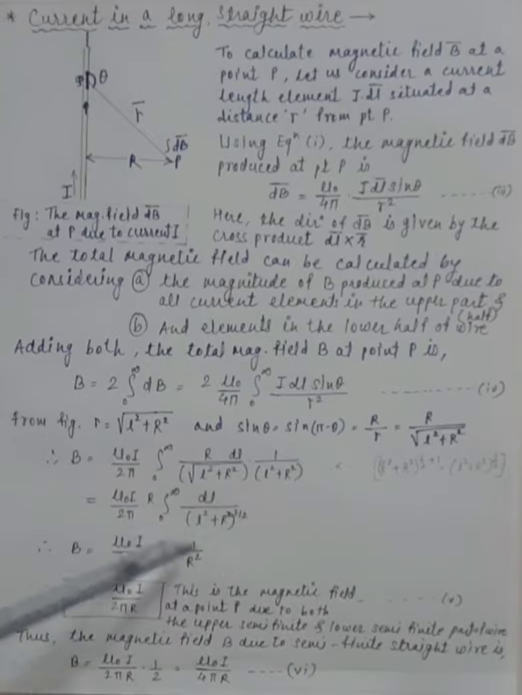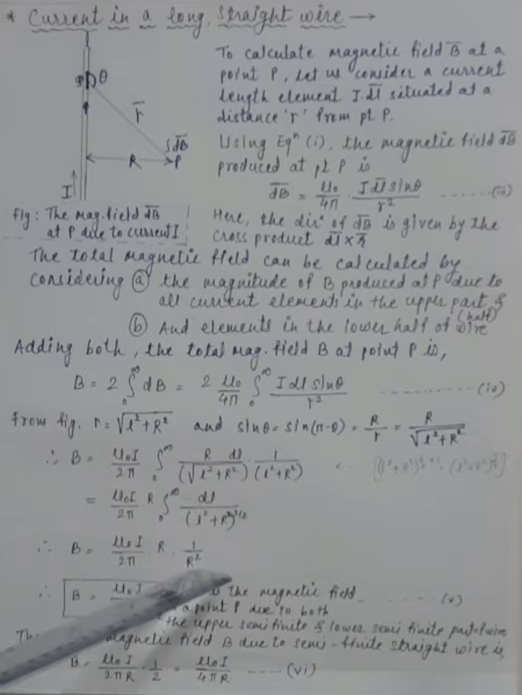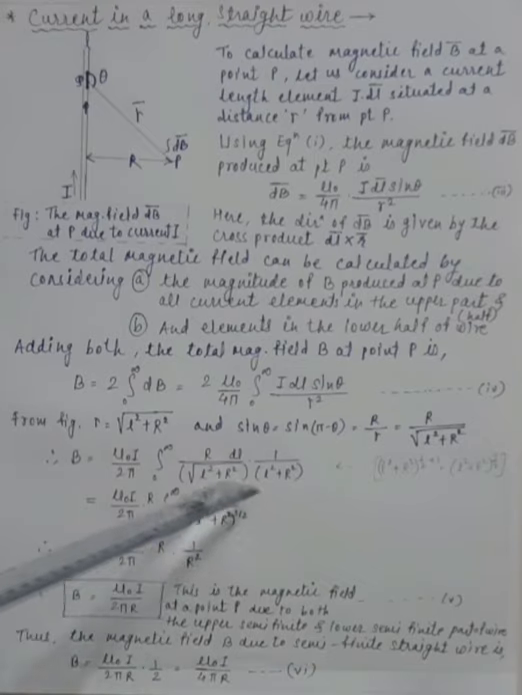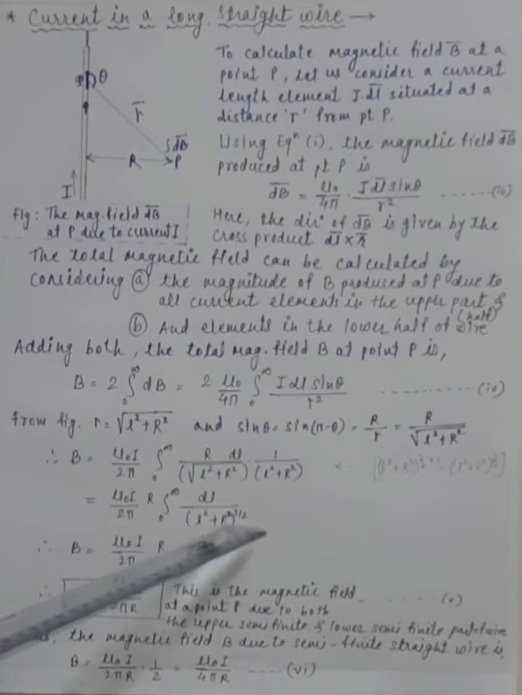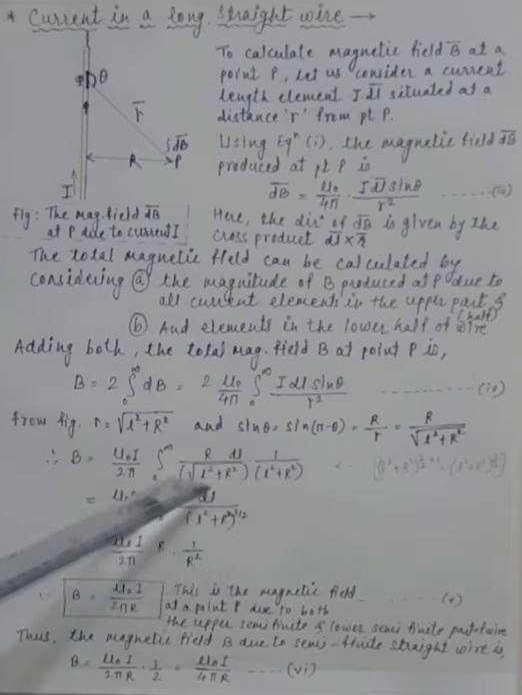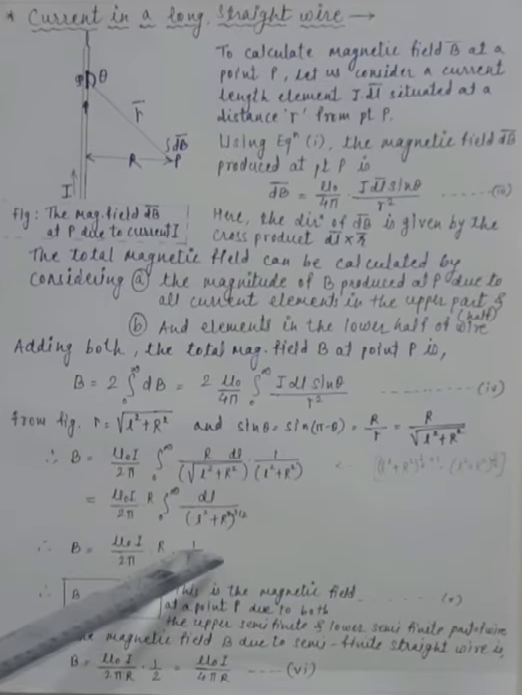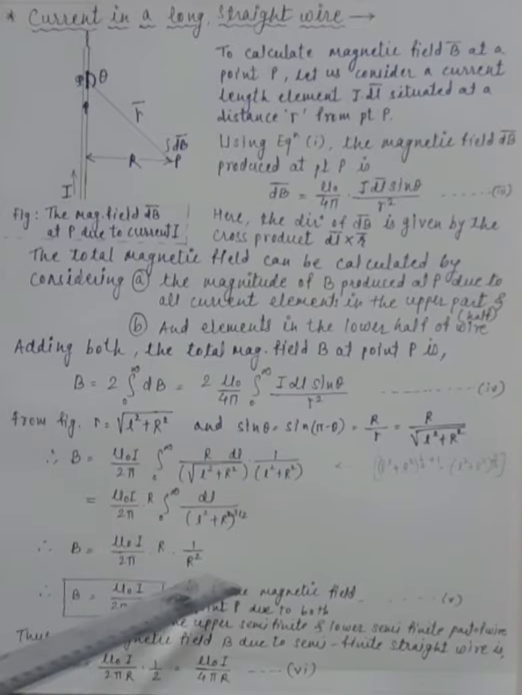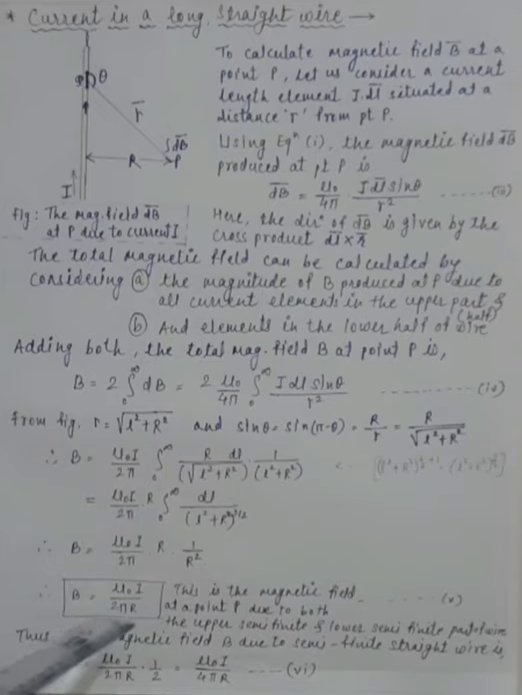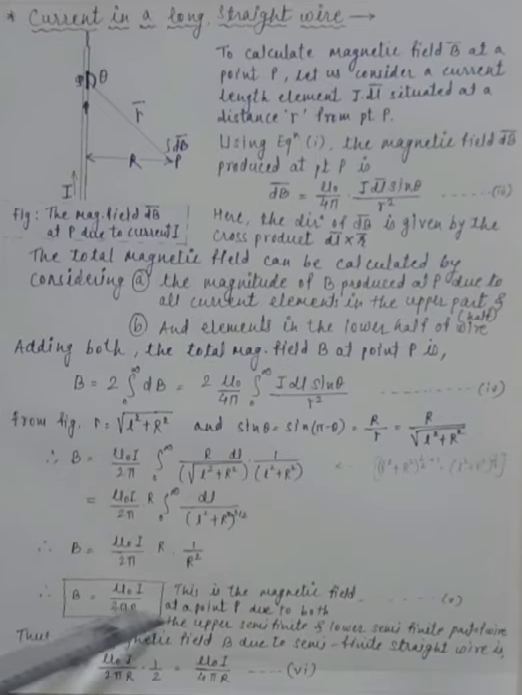Now solving this integral, we can get the term 1 by r square. Solution of this integral is quite complicated, so it is not expected. You just remember that this integral is equal to 1 by r square. Hence the equation becomes B equal to mu 0 I upon 2 pi into R into 1 by R square. Solving the equation, we get the final value of magnetic induction. Therefore, B equal to mu 0 I upon 2 pi R.